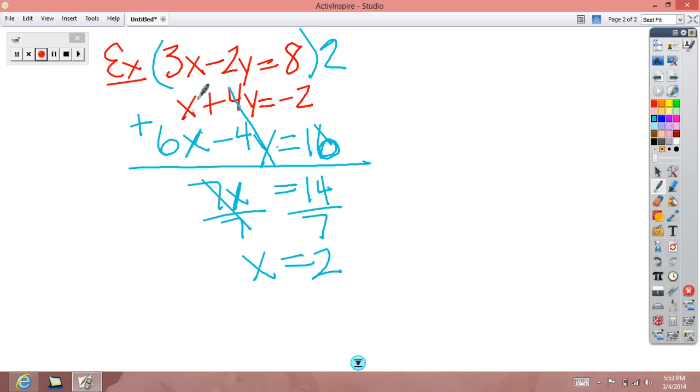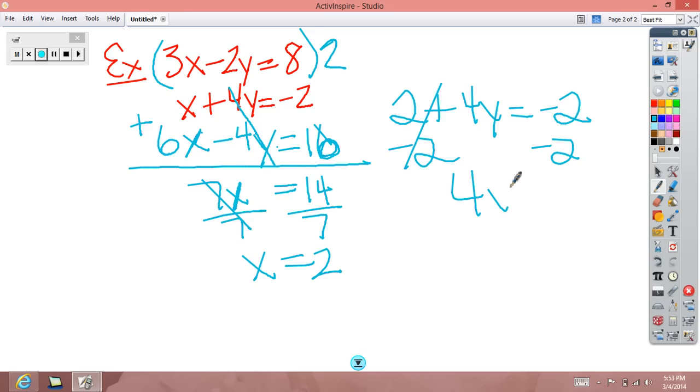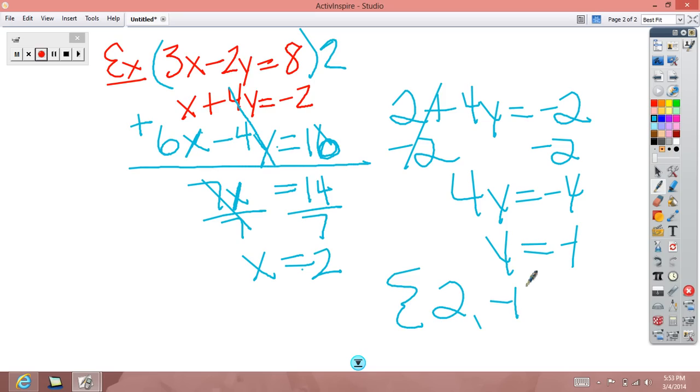Plug that back in. Oh, here I see x by itself, so I'm going to plug it into this equation. 2 plus 4y equals -2. So solve for y. 4y is -4. Divide, and y equals -1. Our answer is x is 2, y is -1.